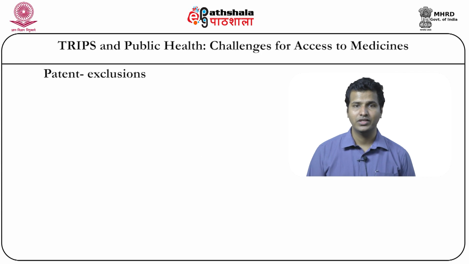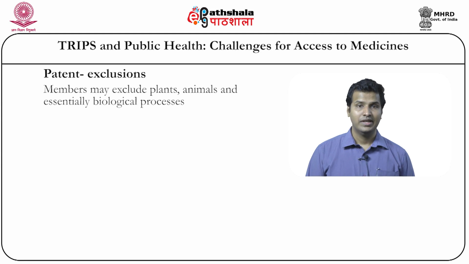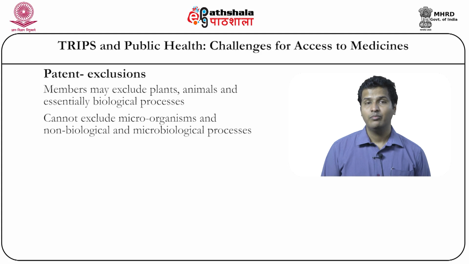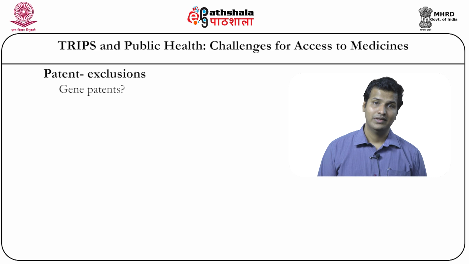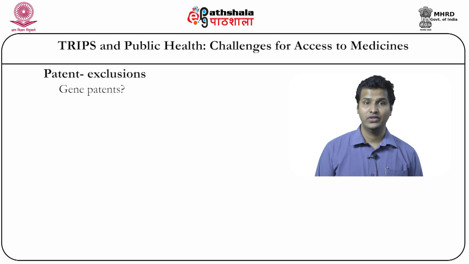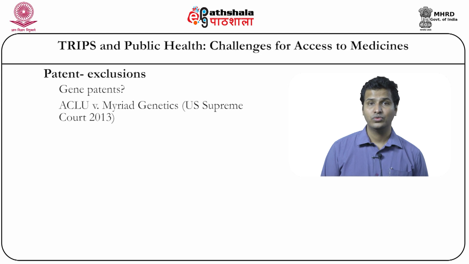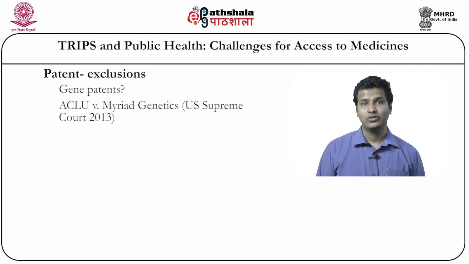Other patent exclusions may relate to essentially biological processes, and may exclude plants and animals directly. However, the TRIPS agreement requires protection for microorganisms and non-biological or microbiological processes. The important question in this regard, especially in the context of biopharmaceuticals, is whether gene patents are included within the definition or excluded within the definition. In a recent Supreme Court decision in the United States involving ACLU versus Myriad Genetics, decided in 2013, the US Supreme Court has come to a conclusion that human genes are not patentable.